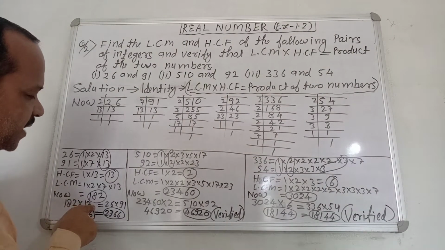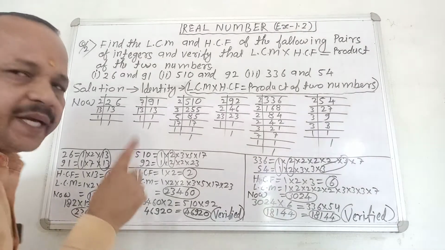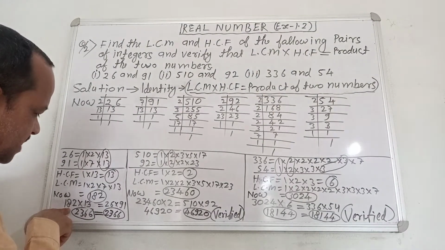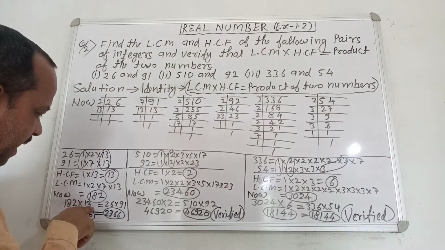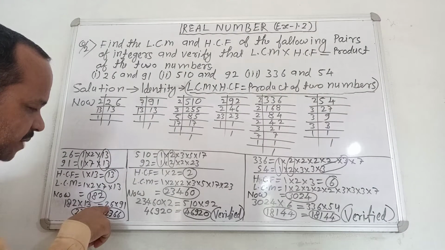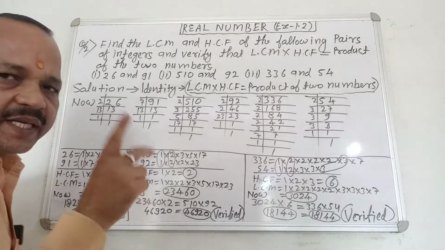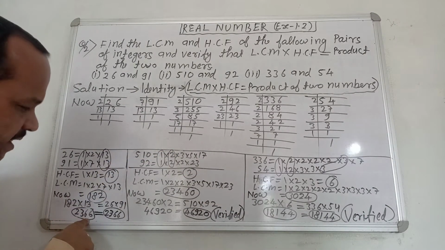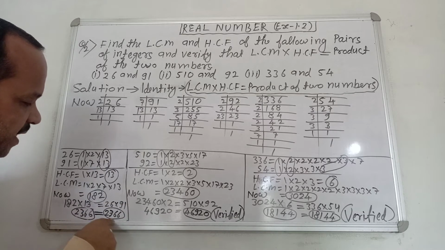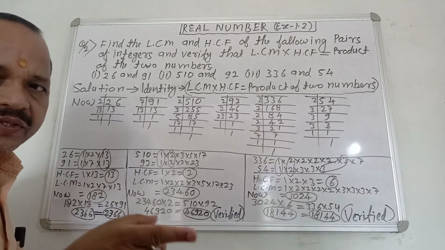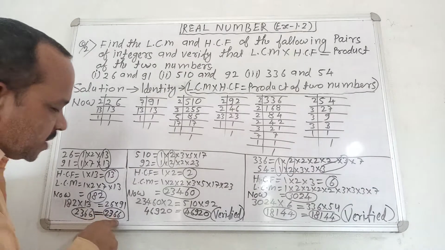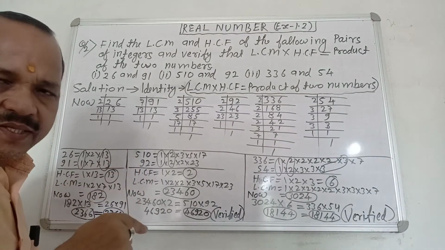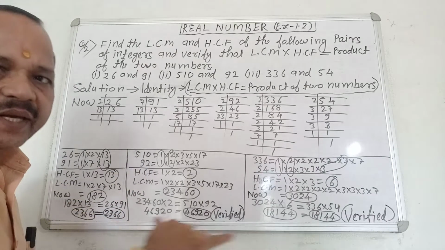182 multiply 13 equal to 26 multiply 91. Here LCM is 182, SCF is 13. First number is 26 and second number is 92. It becomes 2366 and the right side becomes 2366. It means left side equal to right side. It means your solution is verified.